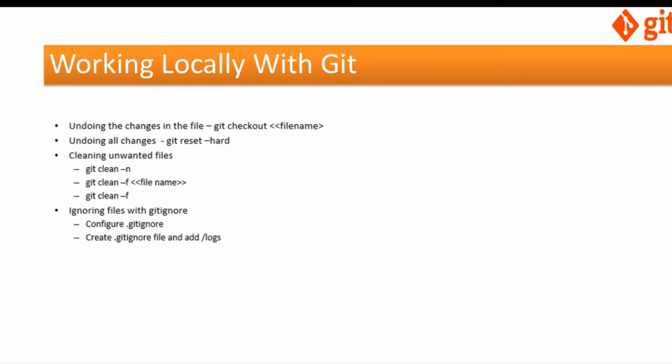Cleaning unwanted files, so git clean hyphen n, and git clean hyphen f with the name of the file. Ignoring files with a .gitignore: configure that in the .gitignore file. Create a .gitignore file and add logs into it.